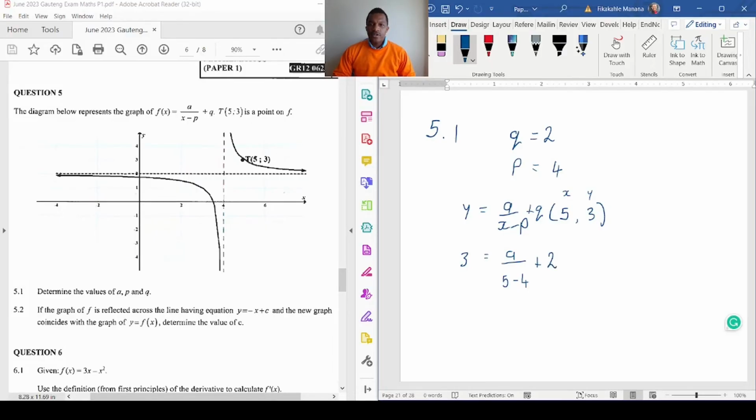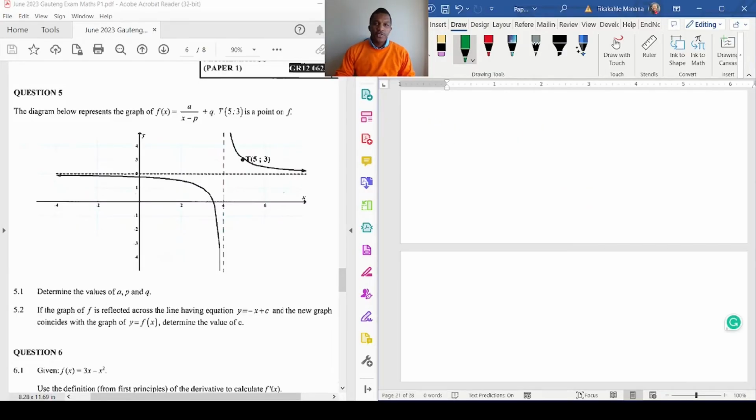All that's left for us to do is mathematical gymnastics. So 3 remains. 5 minus 4 is just 1, so that's a, plus 2, and then if I take the 2 to the other side, therefore a is equal to 3 minus 2, which is 1. That's it. Okay, let's do the next question now, which is 5.2.